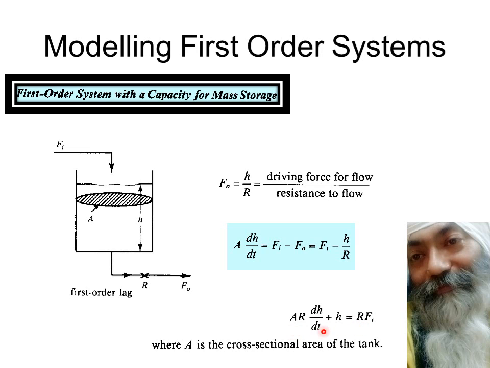And this entire thing, of course, is reiterated here: this A is the area of cross section. This is the equation, you just keep it in your mind. This represents a first order system, where this will become the tau and this will become k. Let's see what happens in the next slide.